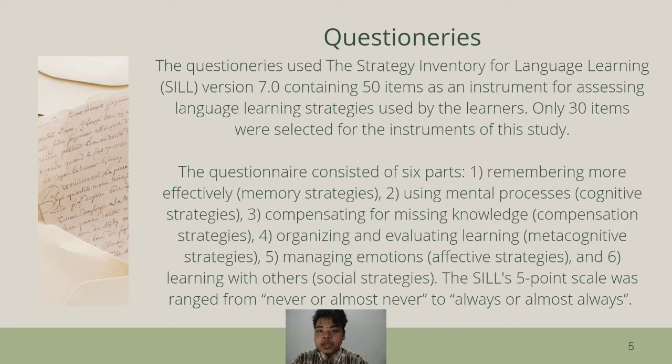The third one is compensating for missing knowledge, or compensation strategies. The fourth one is organizing and evaluating learning, or metacognitive strategies. The fifth one is managing emotions, affective strategies. And the last one is learning with others, or social strategies. The SILL's 5-point scale ranged from never or almost never to always or almost always. So the subject has to choose between these options in each question.